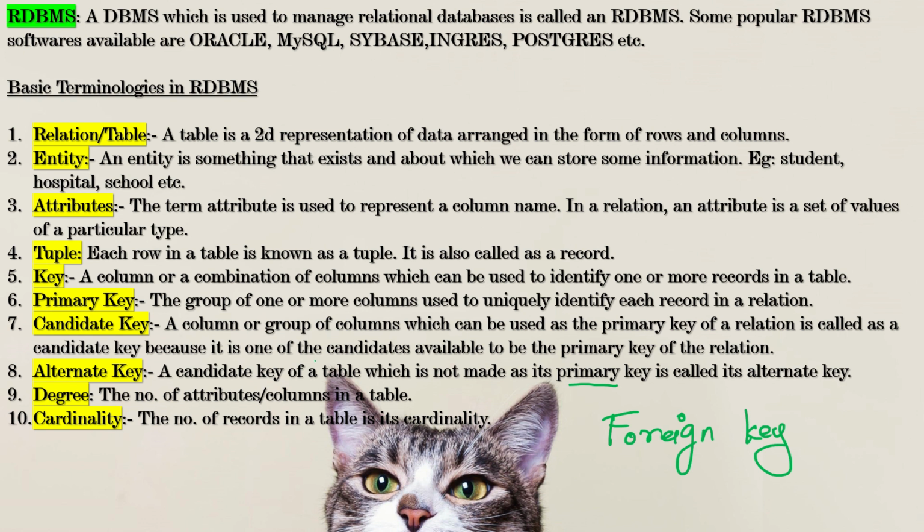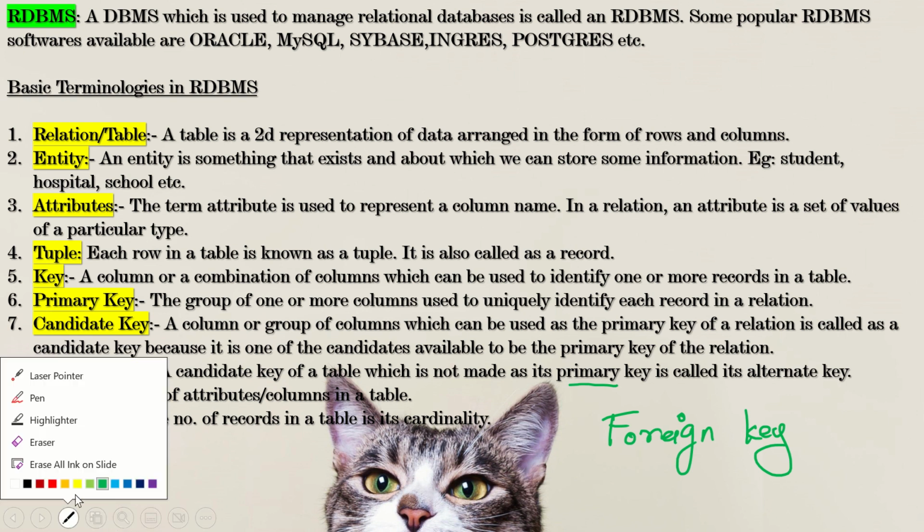Degree is the number of attributes or the columns in a table. The number of attributes or columns in a table is known as a degree. Cardinality is the number of records in a table.